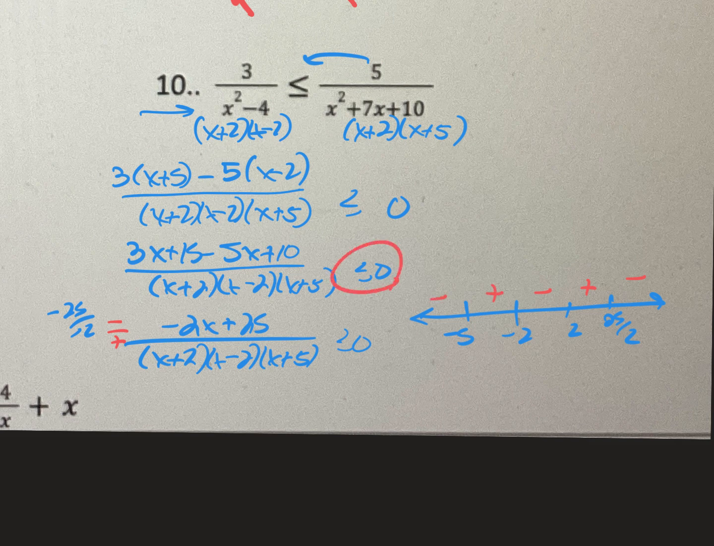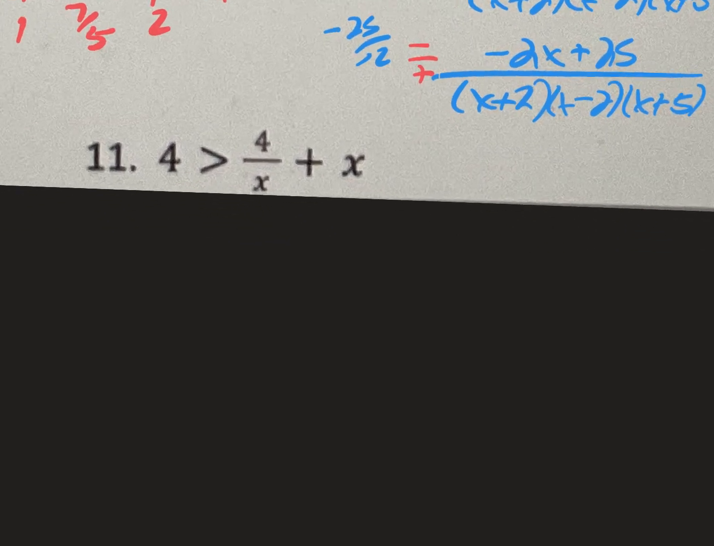And I'm looking for the minus, so I'm going -infinity to -5 with the parentheses because it's on the bottom. -2 to +2 with parentheses because they're on the bottom. 25 halves in a bracket because it's on the top, to infinity. Wow, it's a pretty good one right there. Let's keep on going. Number 11, one more.